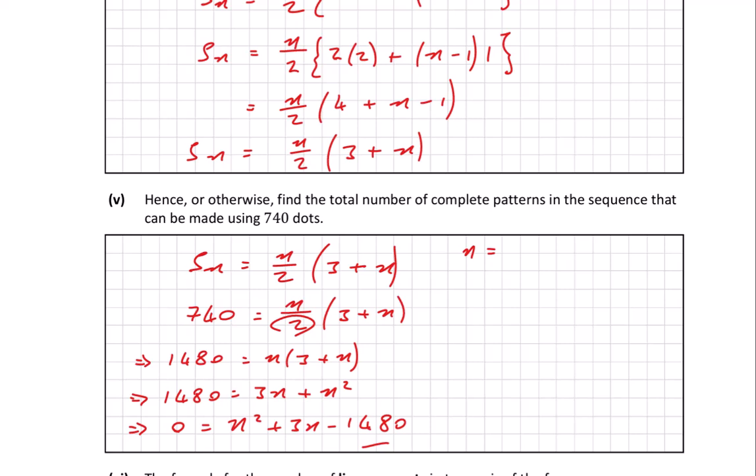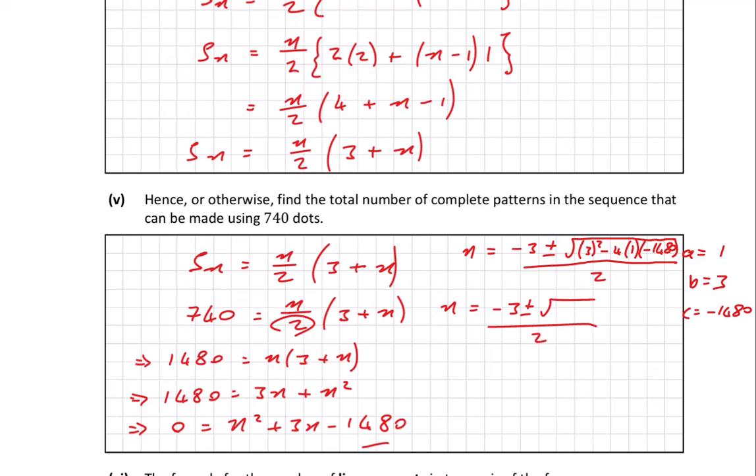So n is equal to minus b. Remember, a here is 1, b is 3, and c is minus 1480. So it's minus 3 plus or minus the square root of b squared, so it's 3 squared minus 4 times 1 times minus 1480. And that's all over 2a, which is just 2 times 1, which is 2. When you do the bit underneath the square root symbol, you get 5929. And then that gives you two values for n.